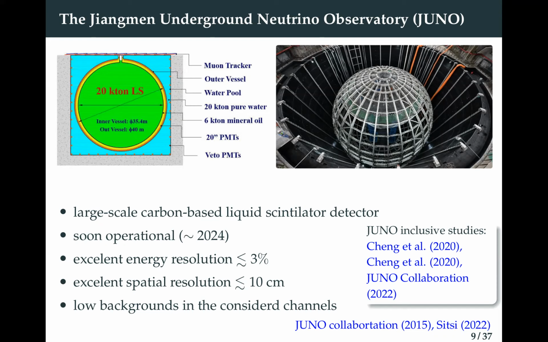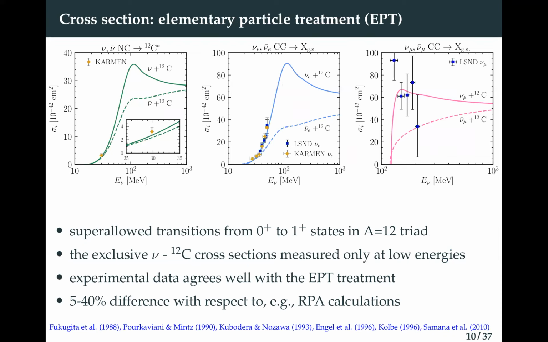Yeah, so I will now go into why the backgrounds are low and how we model the cross section. First we have the cross section. We did the elementary particle treatment, which works for low energies, and the cross sections agree with data reasonably well, going from the left-hand side to the right-hand side.